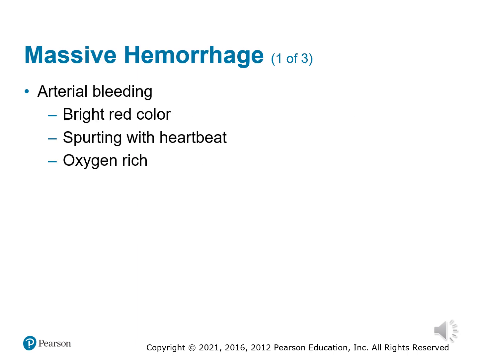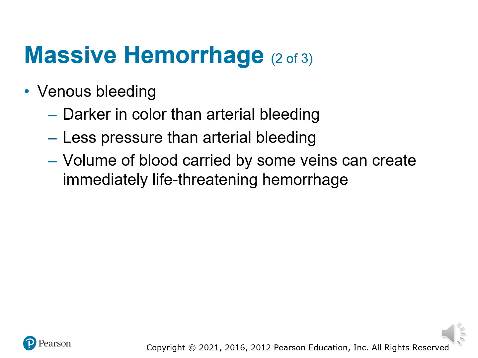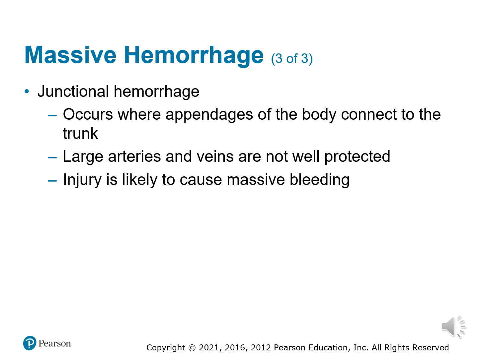Massive hemorrhage is an arterial bleed, which is bright red in color, spurting with a heartbeat, and oxygen rich. Venous bleeding is darker in color than the arterial bleeding, with less pressure than the arterial bleeding, and the volume of the blood carried by some veins can create immediate life-threatening hemorrhages. A junctional hemorrhage occurs when the appendages of the body connect to the trunk, so large arteries and veins are not well protected. An injury is likely to cause a massive bleed.